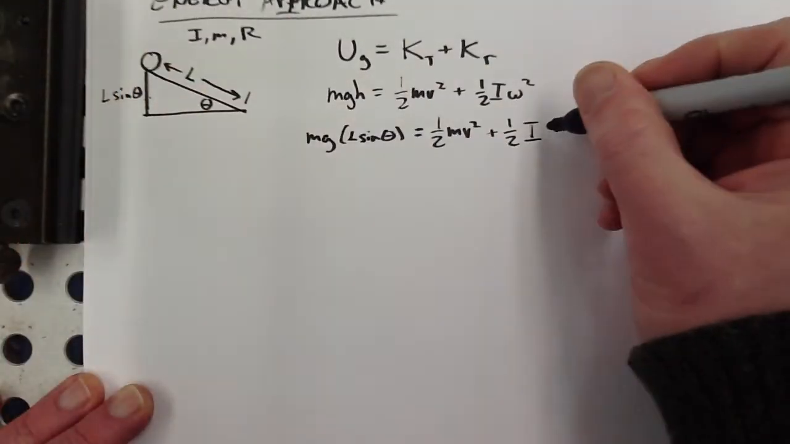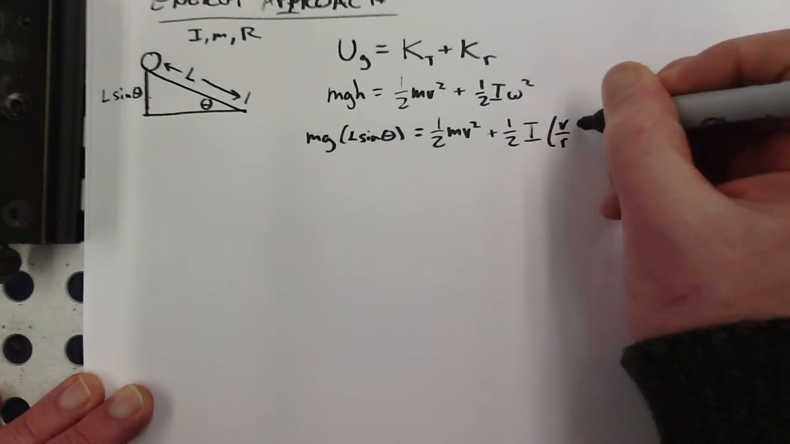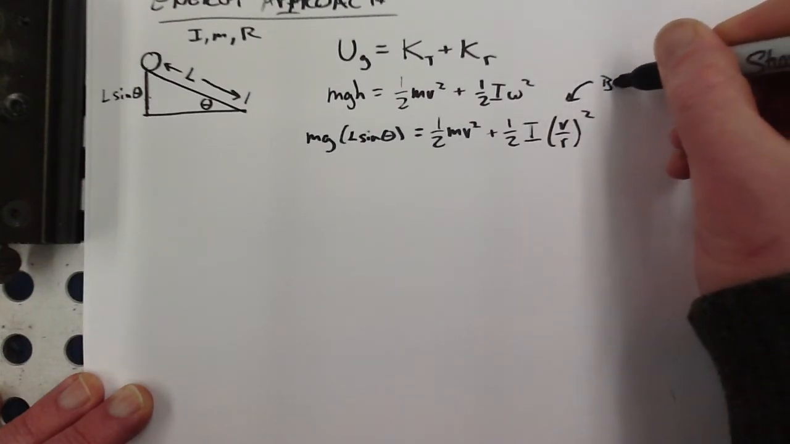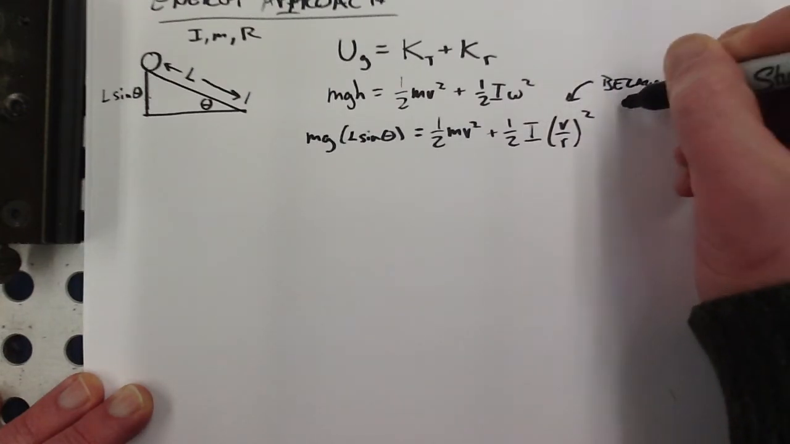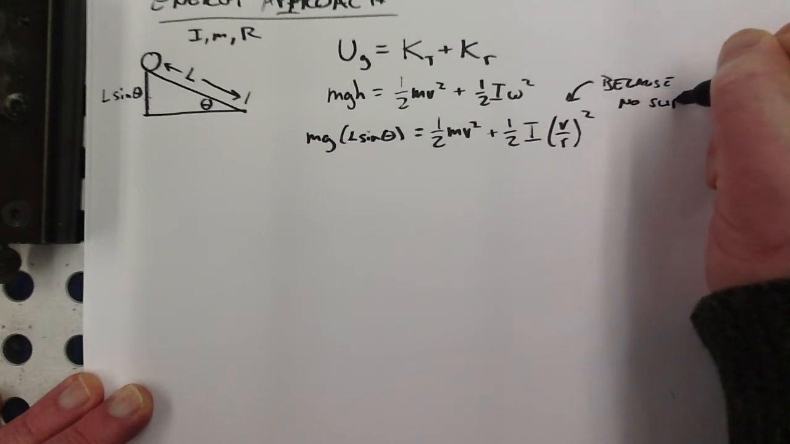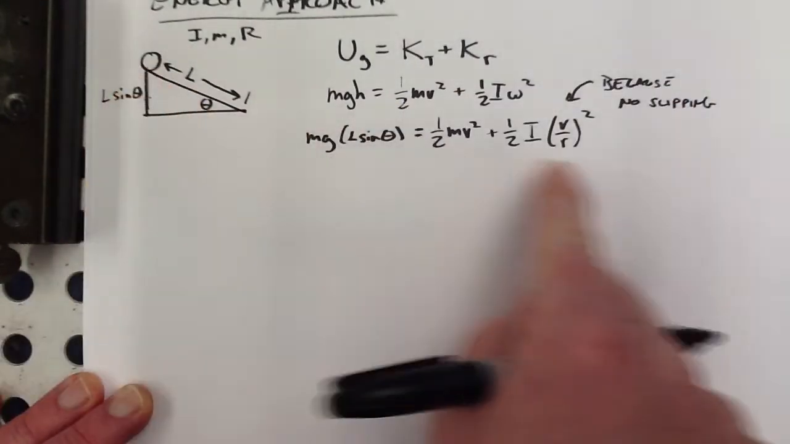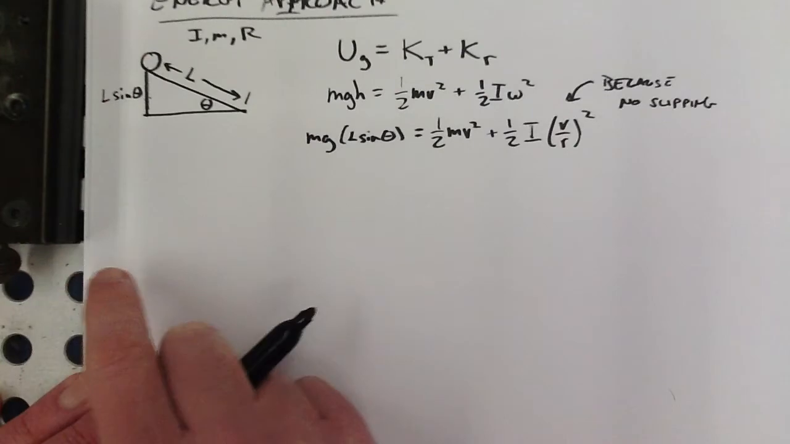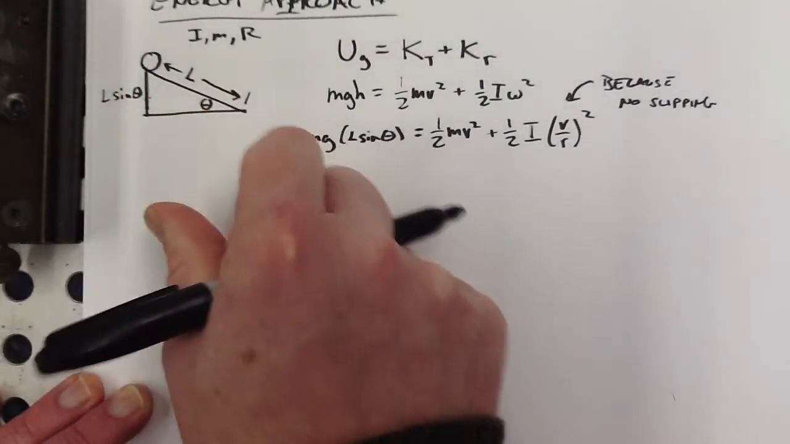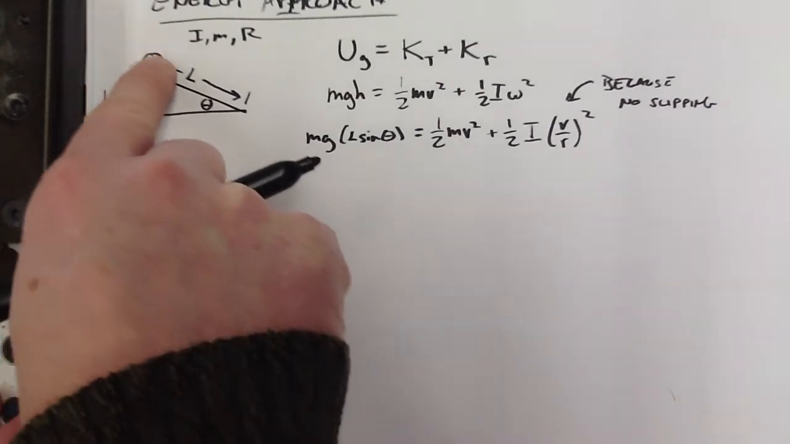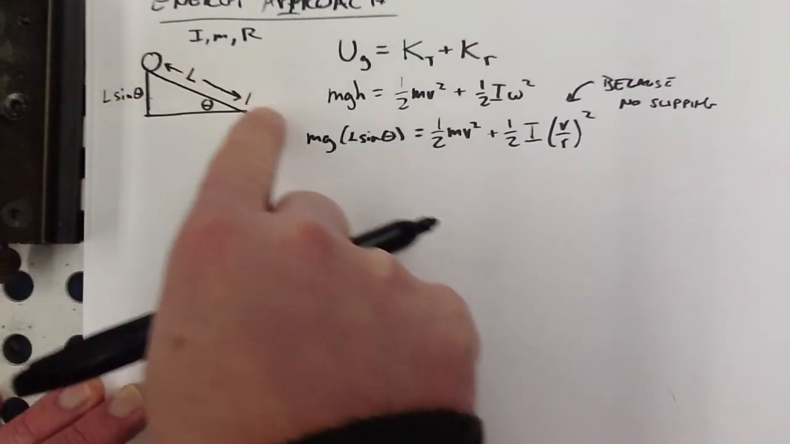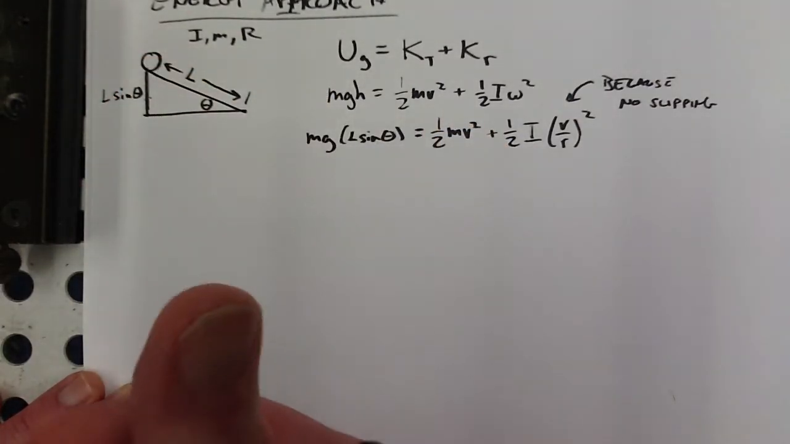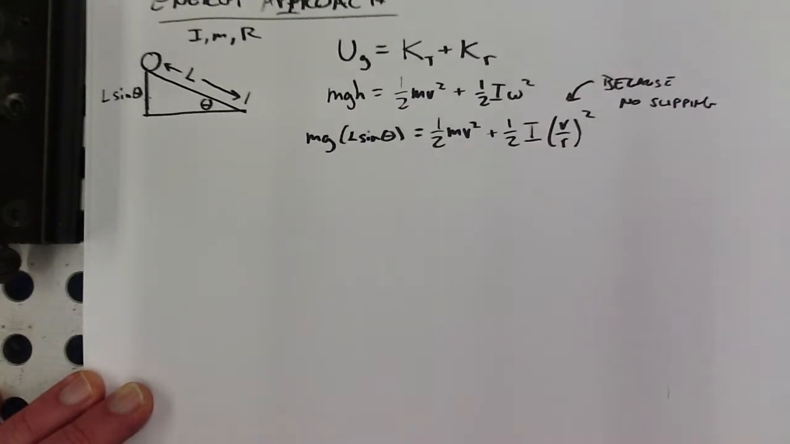That is only true, I should have said this for the last page too, I can only make this substitution here because there's no slipping. If there is slipping, then that's a bust. This depends on the outside of the disk moving at the same speed as the center of mass, right? And of course, if you're not slipping, the outside is going to be moving exactly the same as the center of mass. If there's any slipping, whether slipping forward, slipping backwards, whatever, then you can't do that.